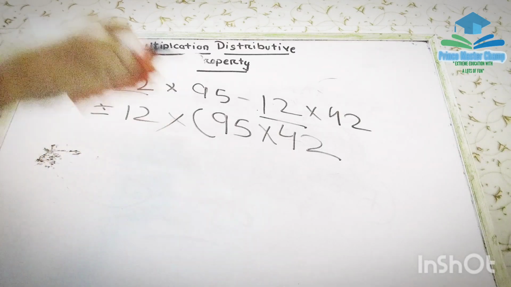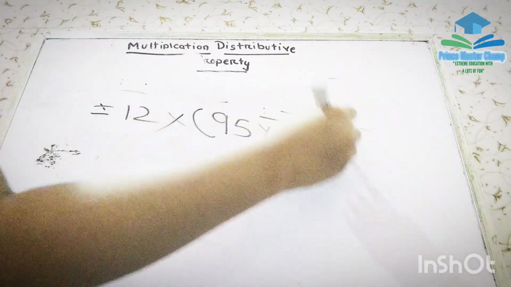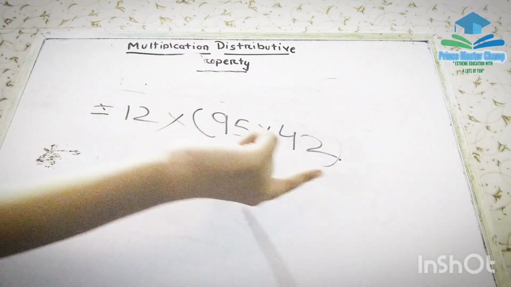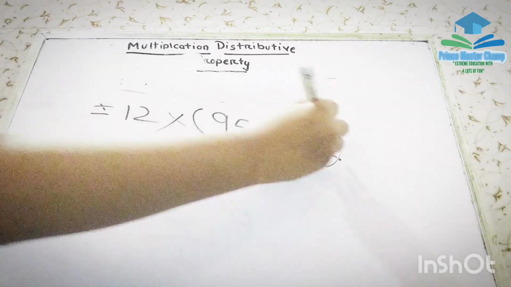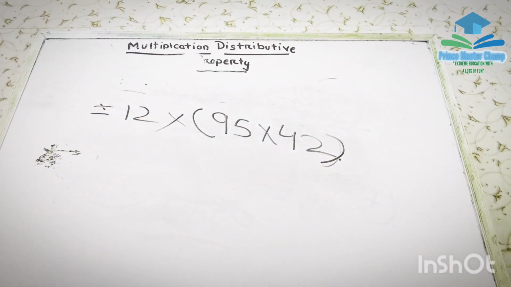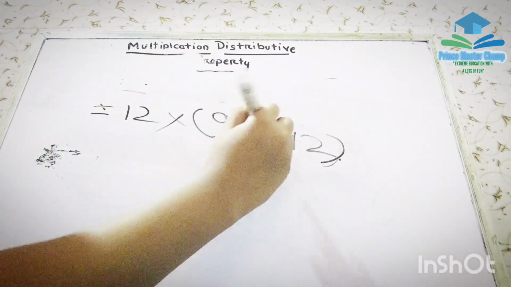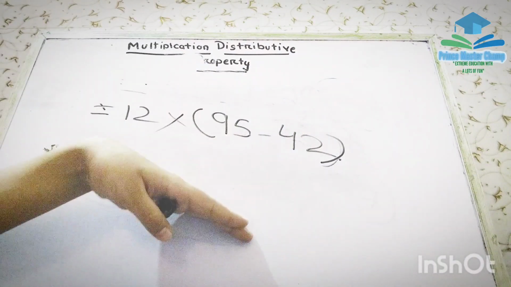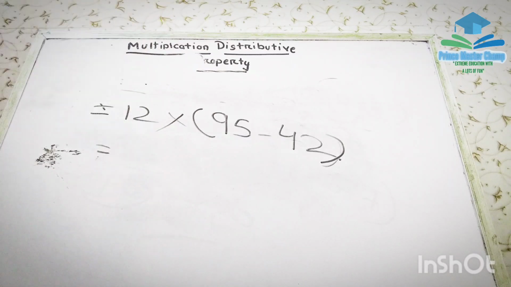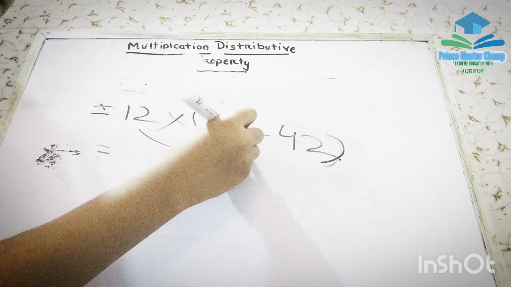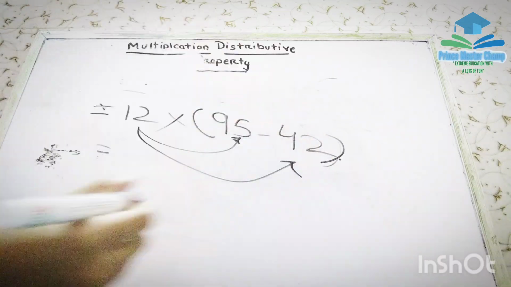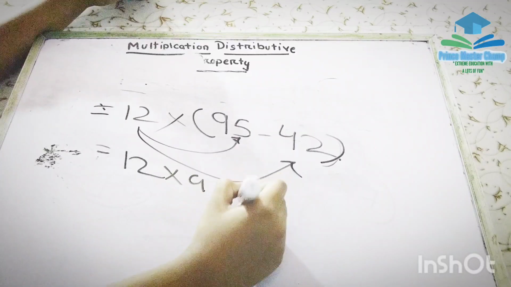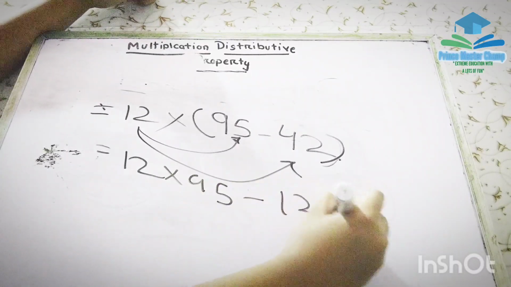But if in your exam, when you got your question paper, your question was 12 multiplied by this number in bracket, so how are we going to solve that? This is minus. We are going to solve that by this method. We will go the reverse way, which is you need to multiply this and then this. Like 12 into 95 minus 12 into 42.